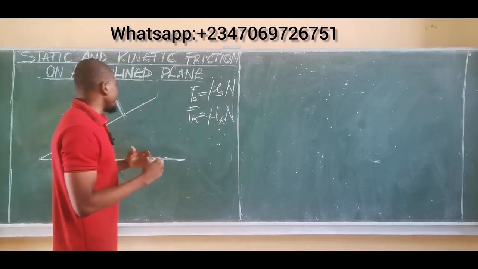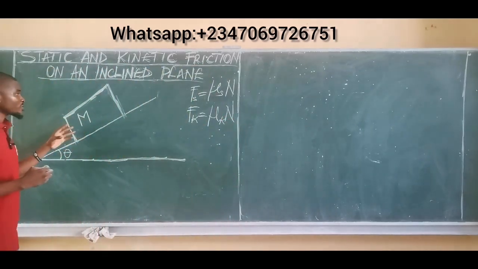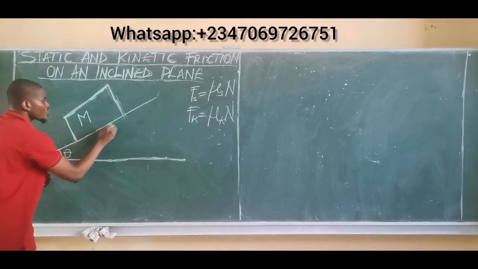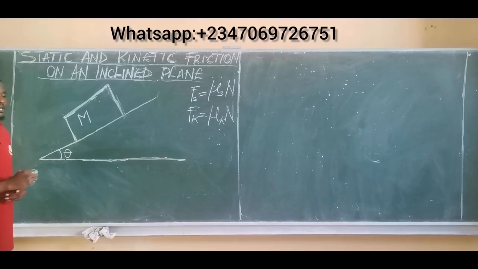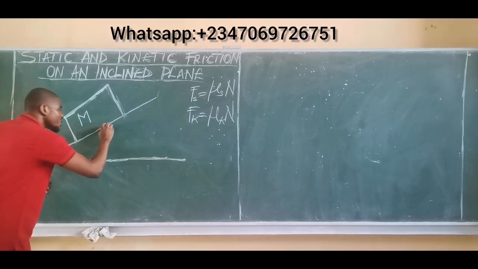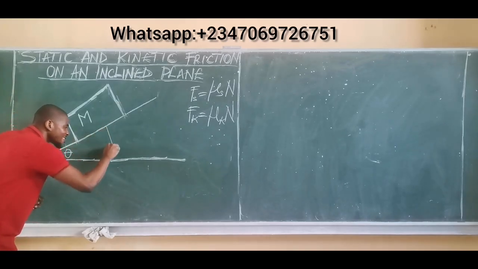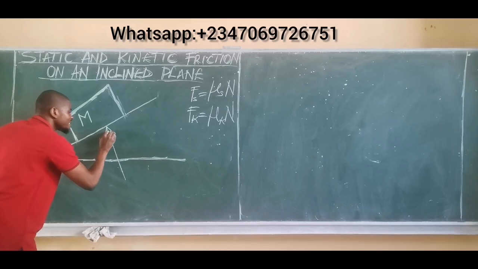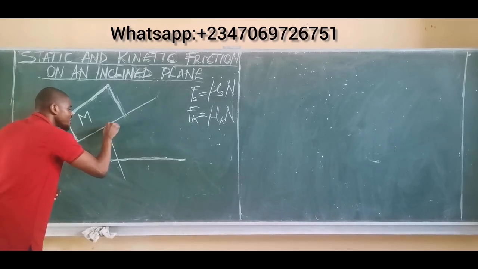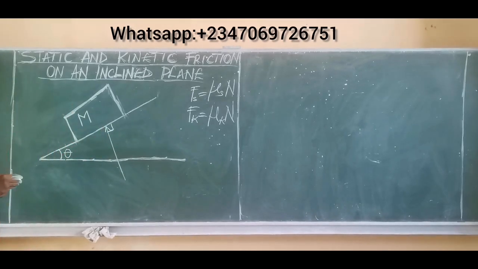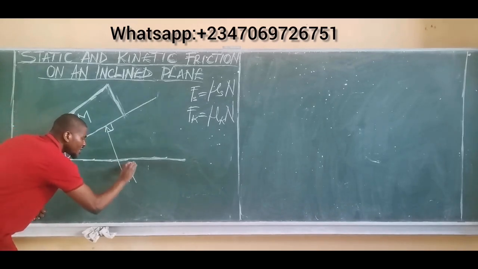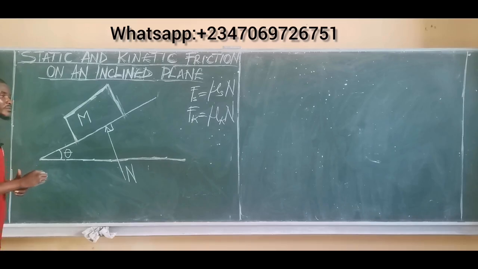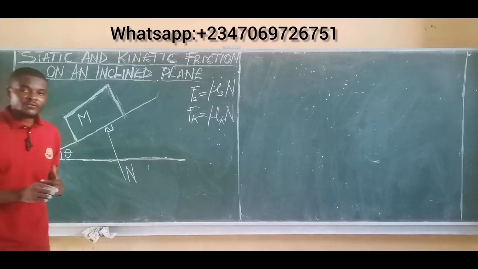So the surface of this mass is in contact with the surface of the inclined plane. For that reason, we are going to have a reaction force which is at 90 degrees to the surface. This reaction force must always be at 90 degrees to the surface, as can be seen, and it is called the normal reaction force.